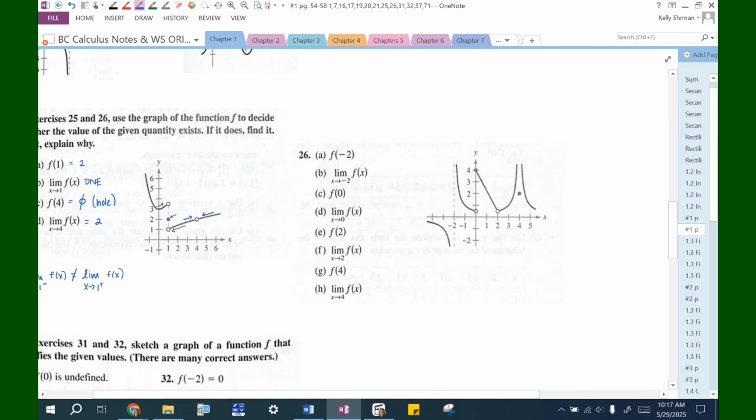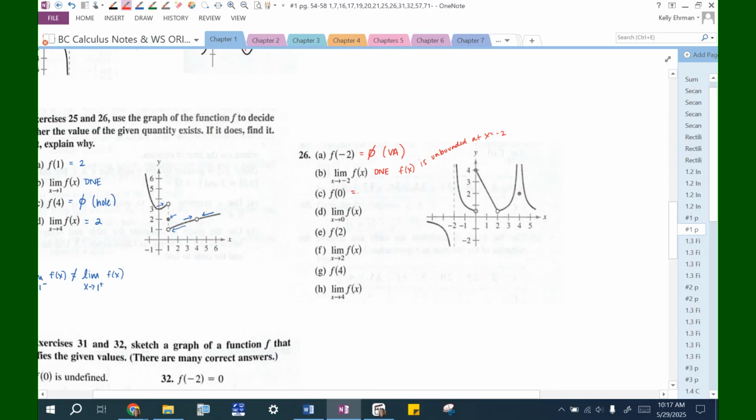All right, next one. Looking at this graph, f of negative 2. That's a vertical asymptote, so that's no solution. I'm just going to write VA, vertical asymptote. The limit as x approaches negative 2 of f of x does not exist. Again, it's not because the left does not equal the right, because neither of those limits exist on their own. They're both approaching infinity. So I would say f of x is unbounded at x equals negative 2.